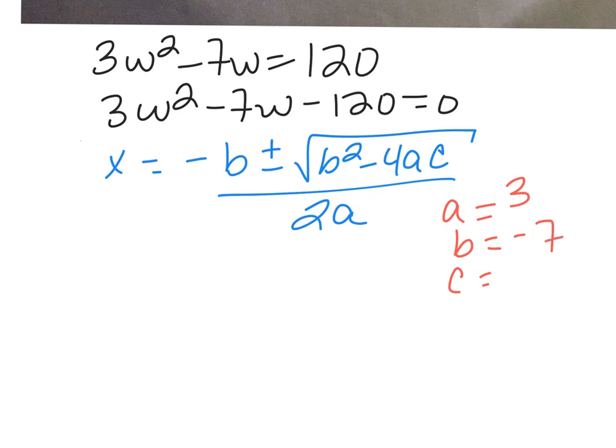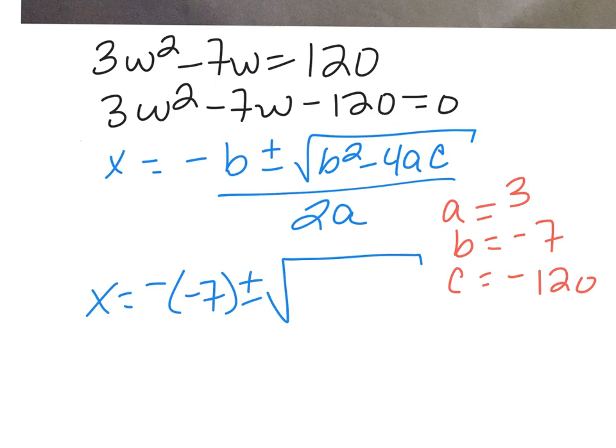So b is negative 7, and c is negative 120. So x equals the opposite of negative 7, plus or minus the square root of negative 7 squared, minus 4 times 3 times negative 120.